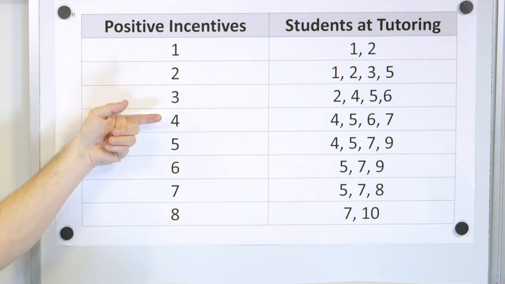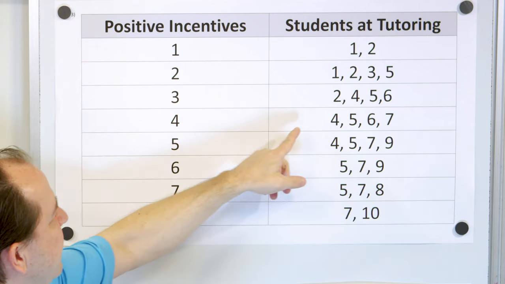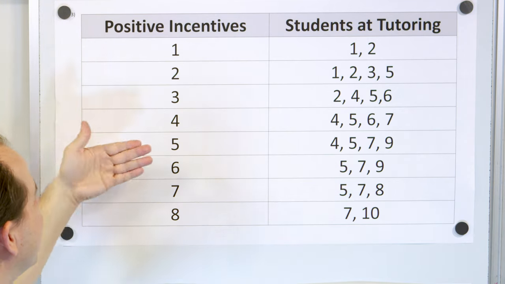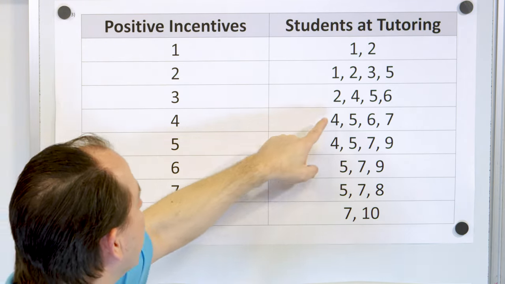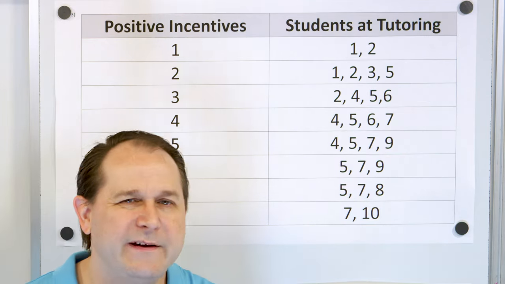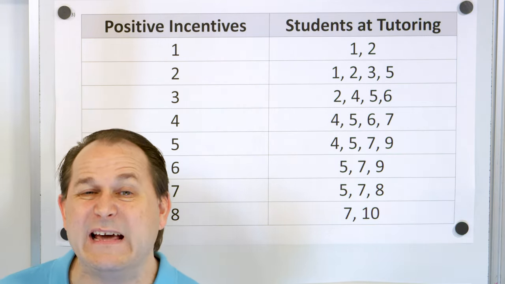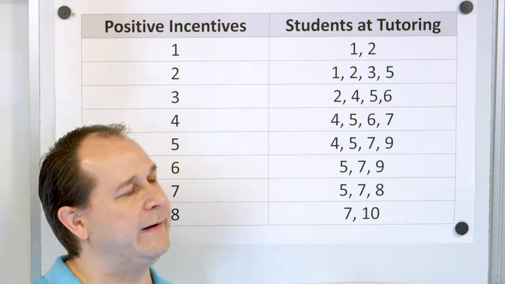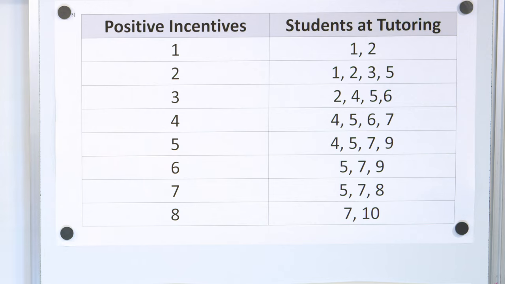And then, of course, if somebody gets 4 incentives, these four days when these incentives were given, you had 4 students show up, 5 students show up, 6 students show up, 7 students show up. So on different days, the teacher may give a different number of incentives, and we're recording how many students showed up at tutoring. That's what we're doing. So let's plot this data.